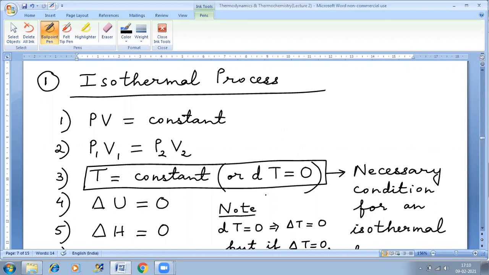If dT is 0, that by default means that temperature is constant, because dT means change in temperature at any point of time, at any instant of time, a small amount of change in temperature. So there should not be any change in temperature at any point of time. Then only we can say that dT is 0. So if dT is equal to 0, that means temperature is constant.